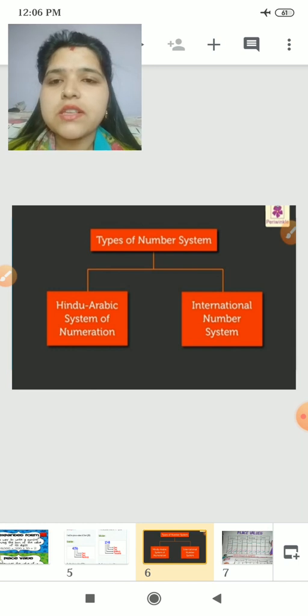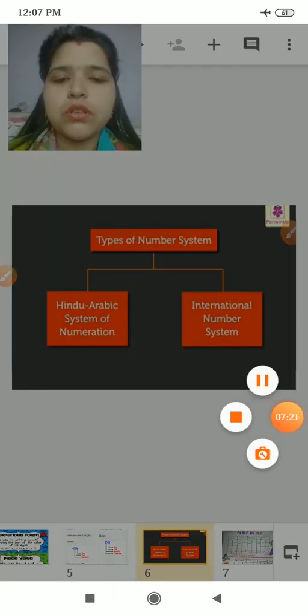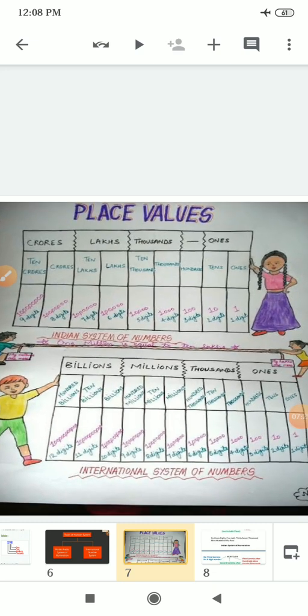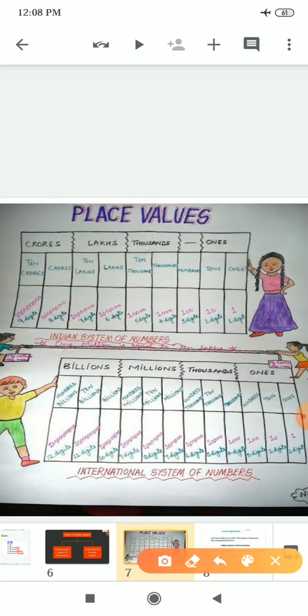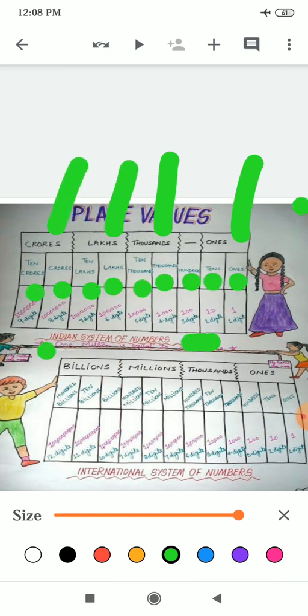Now the third comma comes on the 10 lakh place. Count ones, tens, 100, 1000, 10,000, lakh, 10 lakh. So 8 has the 10 lakh place. Understood, class? In the same way, it will become 6 crore 85 lakh 37,954. This is for the Indian system of numeration.